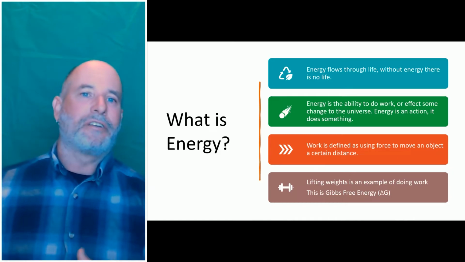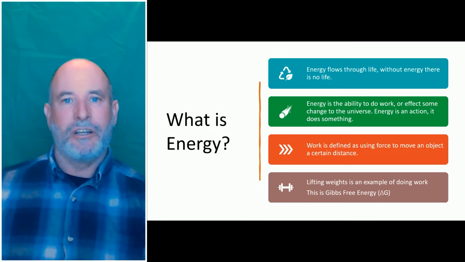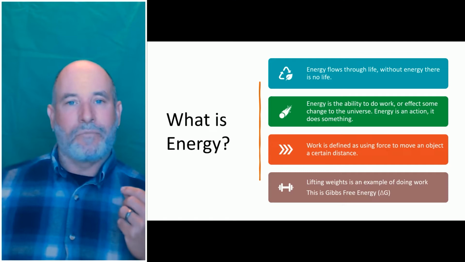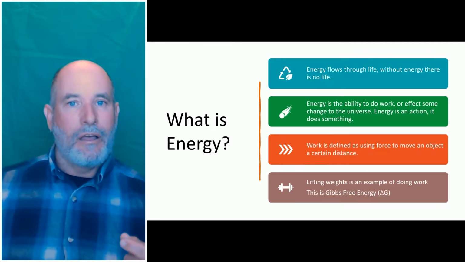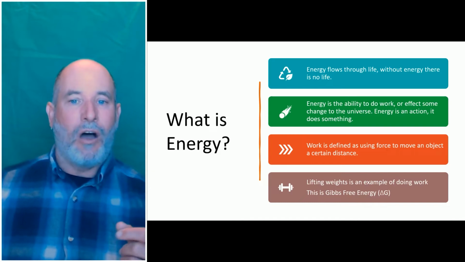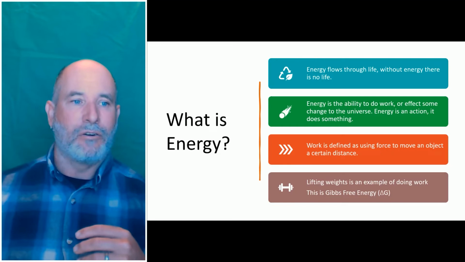But if you're bench pressing, if you're curling, you are doing work. You are using energy to move an object through space. And the ability to do work, that is Gibbs free energy. So the energy available to do work is Gibbs free energy, and we call that delta G. Now, hold on to that delta G because we're going to come back to that in a little bit.